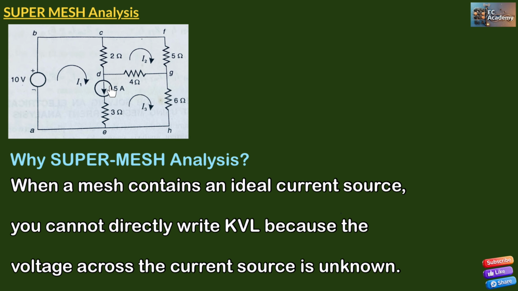So why do we use supermesh? When a mesh contains an ideal current source, you cannot directly write KVL because the voltage across the current source is unknown. In this circuit, the current source is between mesh 1 and 3, where we can use the supermesh technique. Now let us see how to form the supermesh.